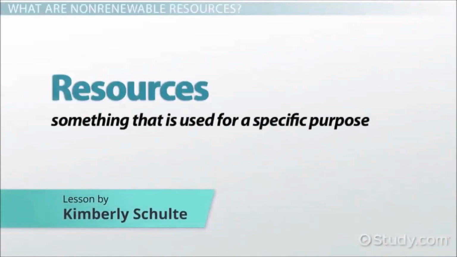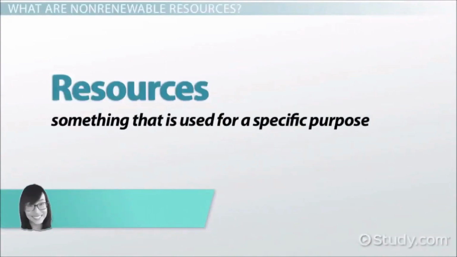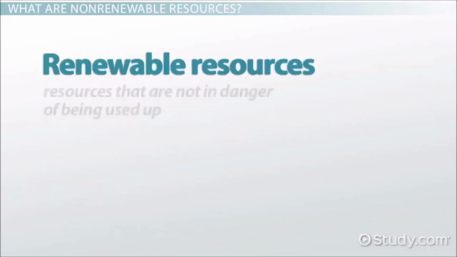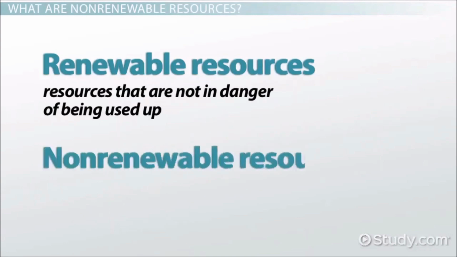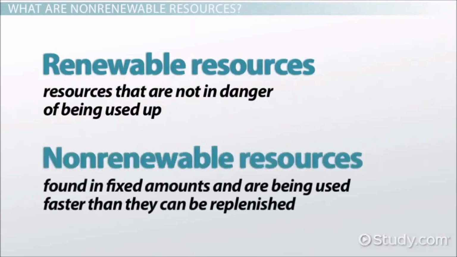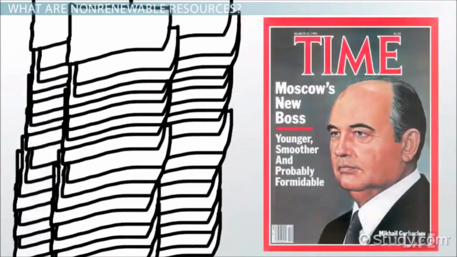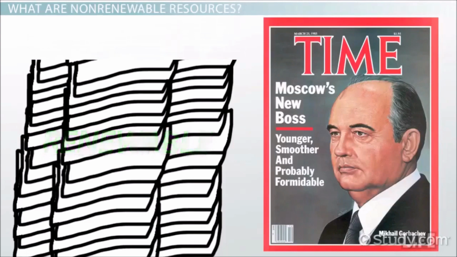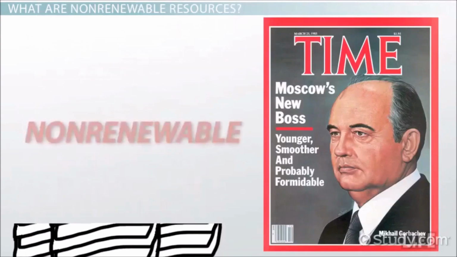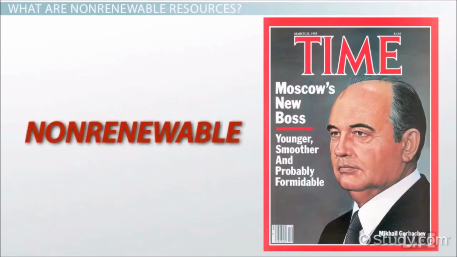Resources, or something that is used for a specific purpose, can be either renewable or non-renewable. Renewable resources are those resources that are not in danger of being used up, while non-renewable resources are found in fixed amounts and are being used faster than they can be replenished. Think of it like a magazine subscription. As long as there are magazines available, you can renew your subscription. However, if the publisher stops making the magazine, your subscription is now non-renewable.